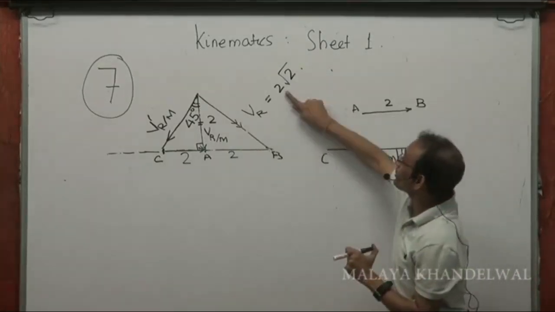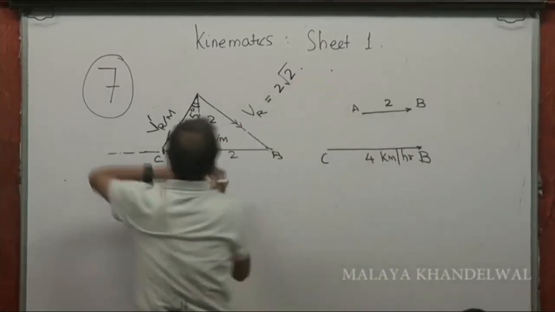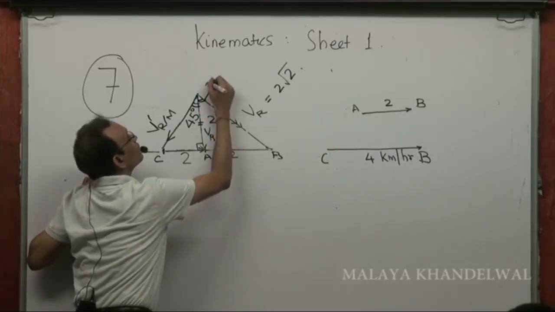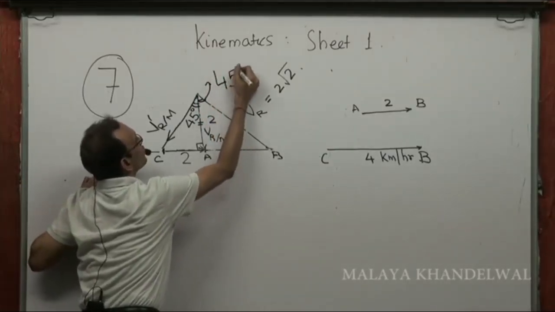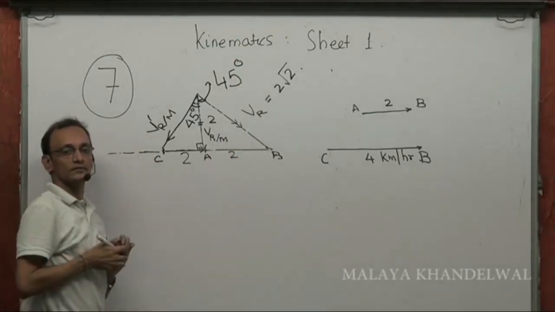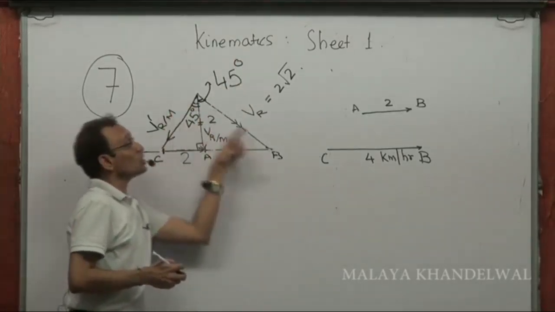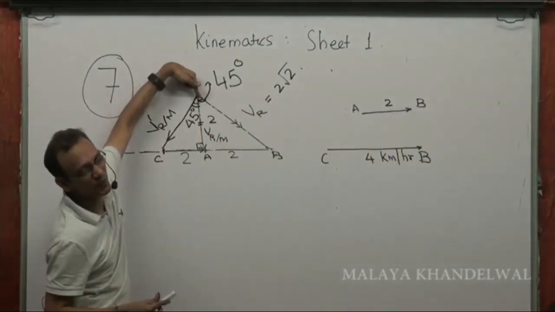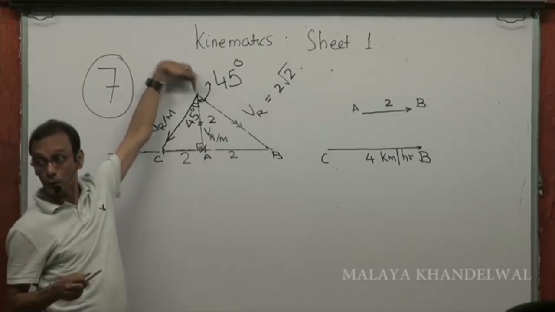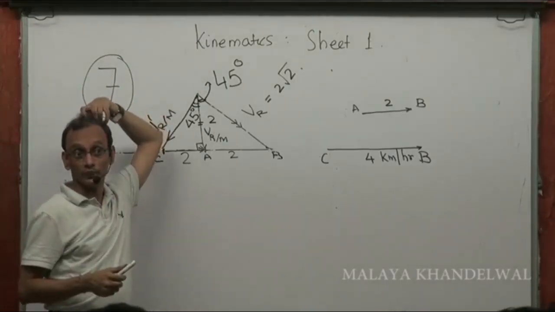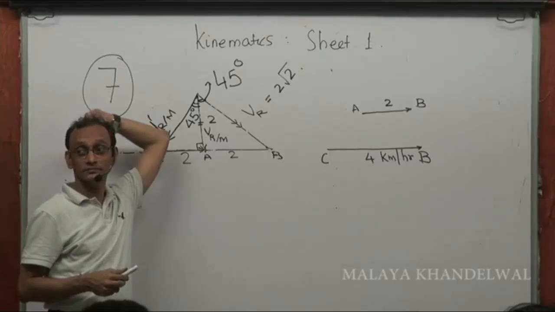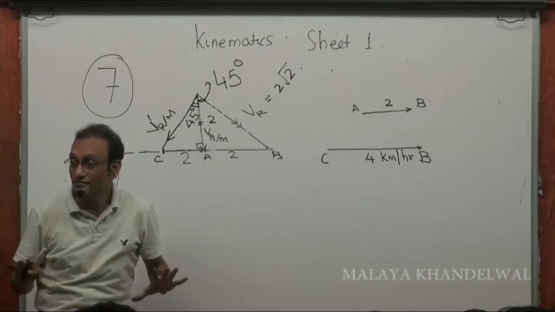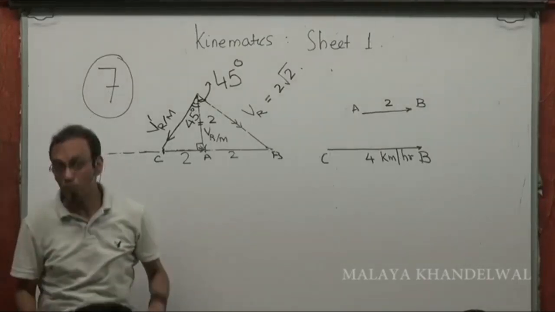So the velocity of the rain is 2 root 2 kilometers per hour. And if this is 2, this is 2. Can you tell me what must this angle be? 45 degrees. This angle must be 45 degrees. So the true velocity of the rain is 2 root 2 kilometers per hour, making an angle 45 degrees with the vertical. Yes or no? Yes, sir. Make sure you understand this right now. Effectively drawing these velocity diagrams is important to know.